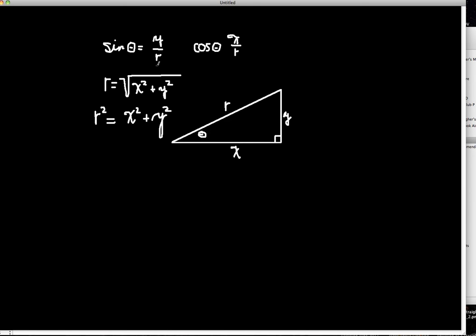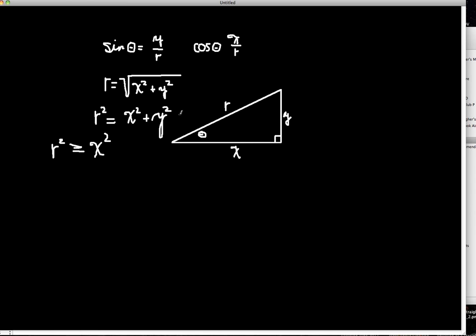Okay, so because r squared is equal to x squared plus y squared, we know that r squared is always going to be greater than x squared, and it's also always going to be greater than y squared. In other words, let me write that down. We know that r squared will always be greater than or equal to x squared. Why is that true again? Because r squared equals x squared plus y squared.